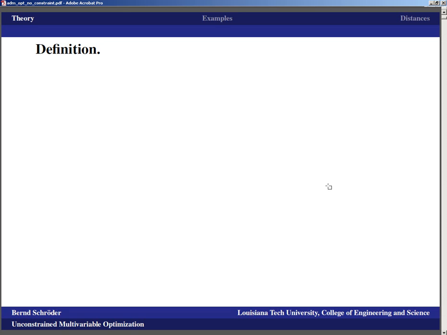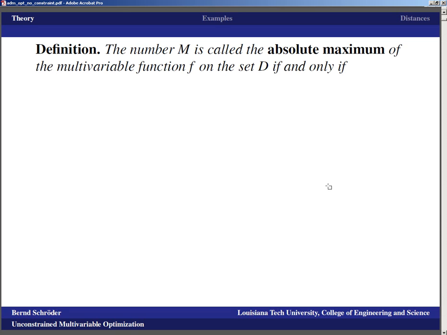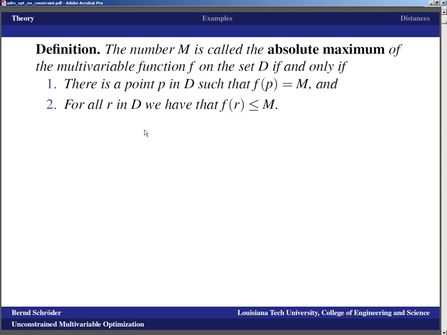So we start with a definition that should at least feel familiar, namely a number m is called the absolute maximum of a multivariable function f on a set D, if and only if, first of all, there has to be a point P in D so that f of P is equal to m. And second of all, for all other points R in D, we have that f of R is less than or equal to m. So basically, P is an input value, so that the value m that is supposed to be the absolute maximum is assumed by the function, and the value m is then in fact the largest value that the function assumes in that set D.